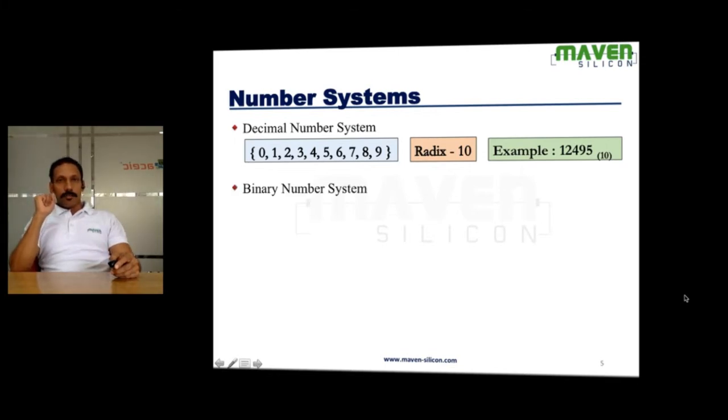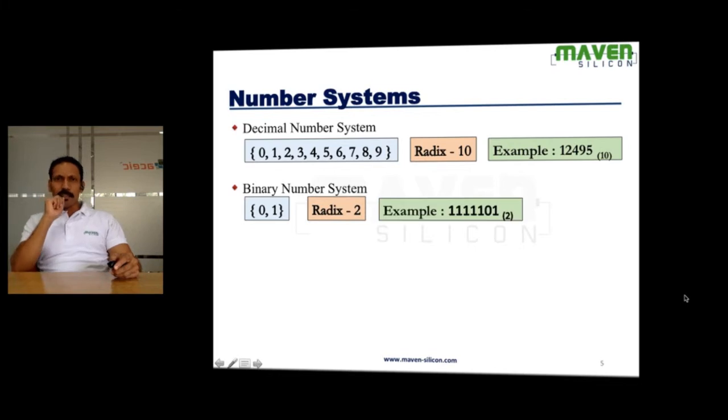Binary number system. We engineers must be familiar with the binary number system because we design digital systems. 0 and 1, only 2 symbols. Obviously the radix is 2. Here is an example. Everything will be defined in terms of ones and zeros.